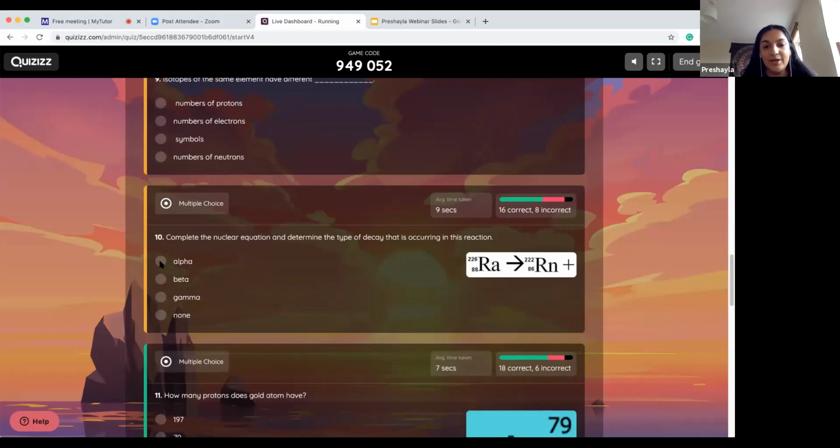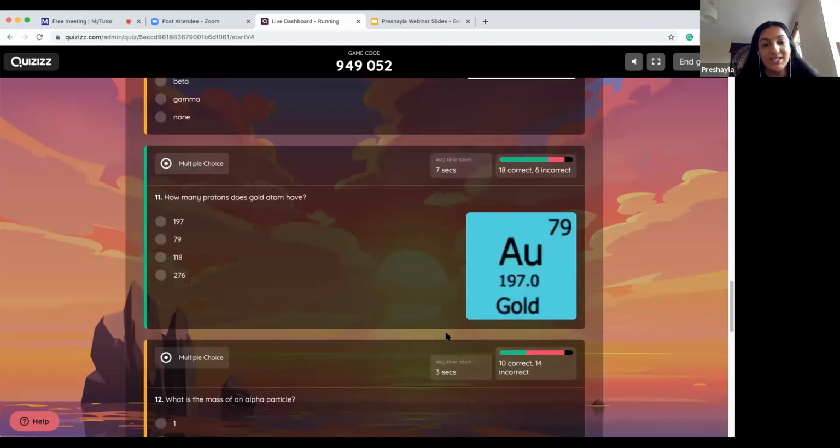Complete the nuclear equation and determine the decay that is occurring in this reaction. So we can see that the mass number changes by 4 and the atomic number changes by 2. And if the mass number changes by 4 and the atomic number changes by 2, that is representative of an alpha particle. So it would look something like this: alpha 4 2. So we can see that 222 add 4 is 226 and 86 add 2 is 88. So we know that it must be an alpha particle being emitted.